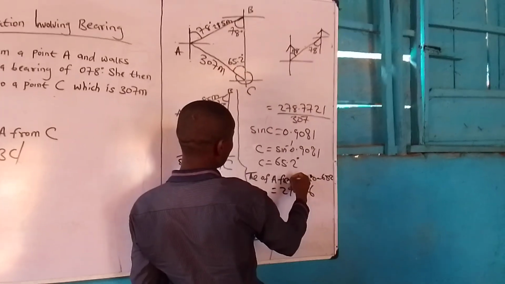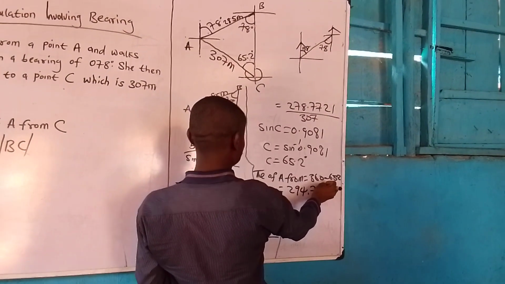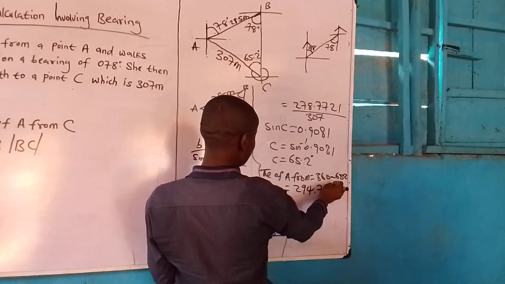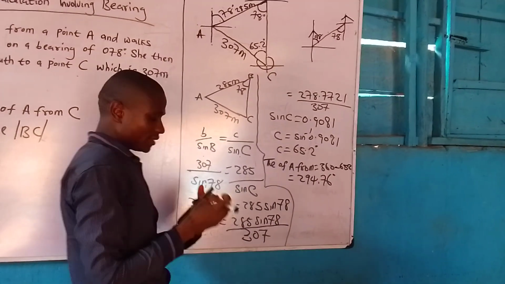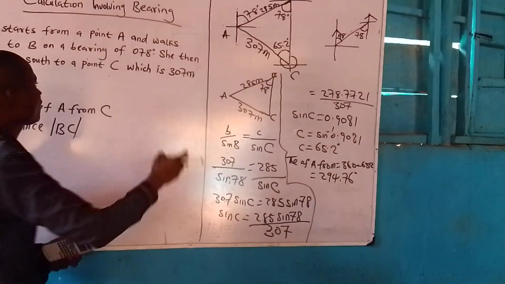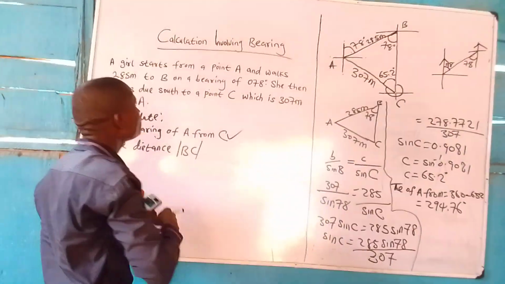294.76. So that is our bearing in degrees, right? Yes, in degrees. If you approximate it, it will become 8. Let's leave it like this. Now, at this point, what are we going to do? We have found this one. This one is gone, right? It's gone. Now, what are we going to do?